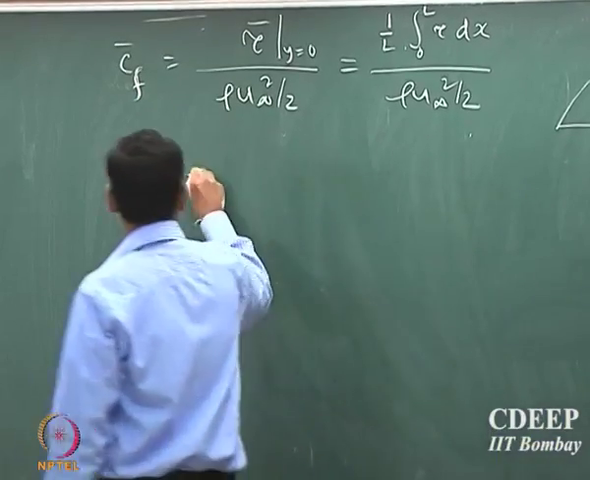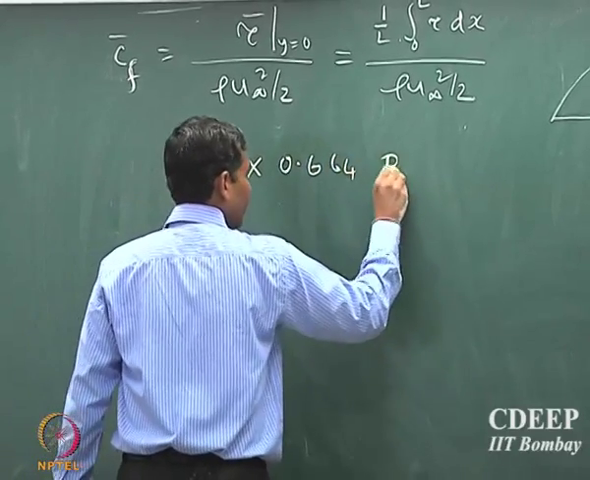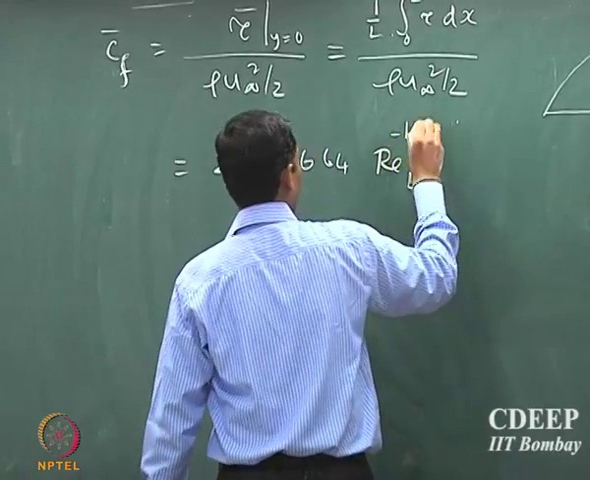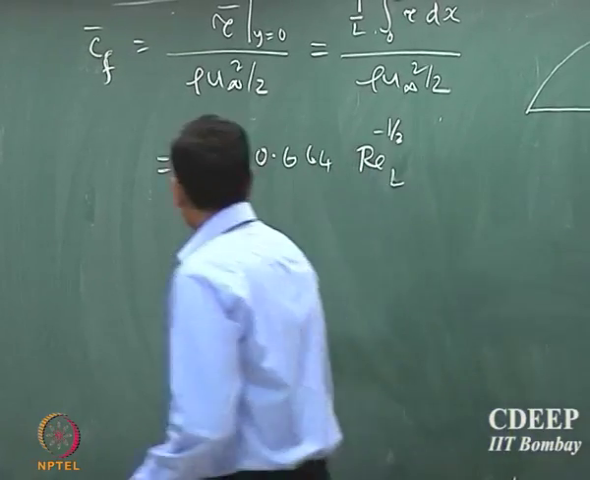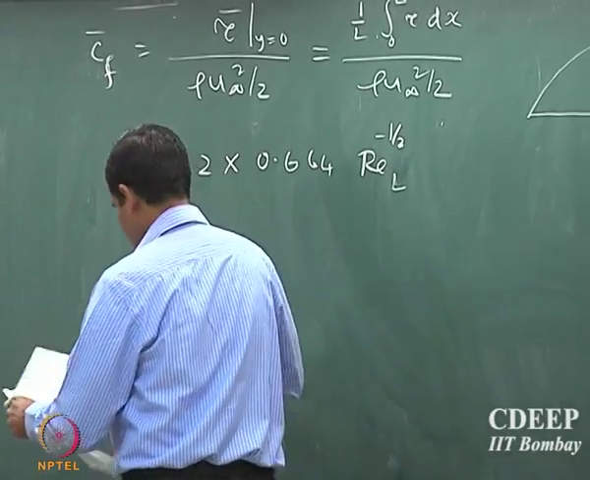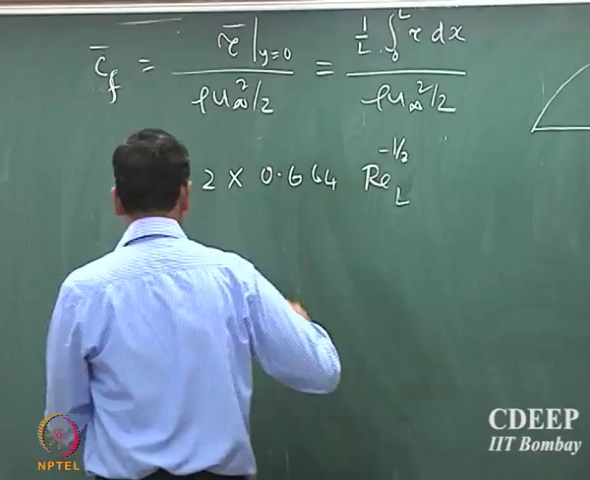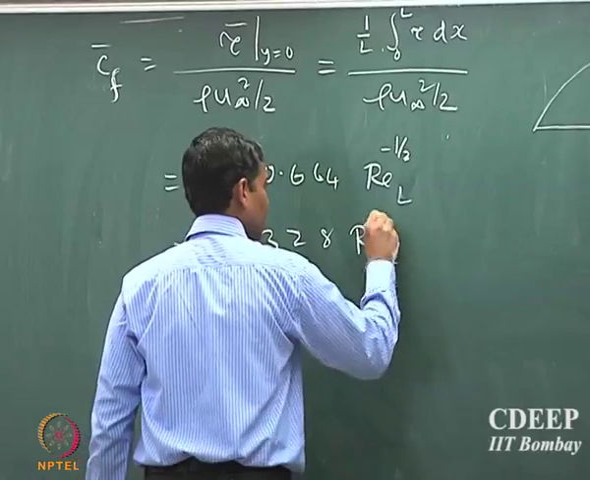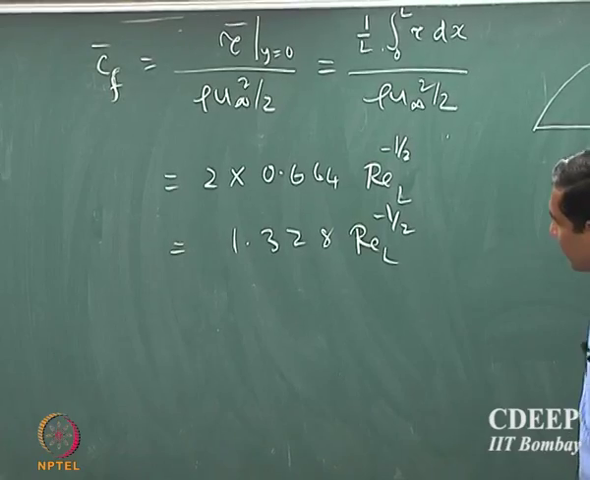So that will be 2 times 0.664 into Reynolds number based on the length to the power of minus 1 by 2. Okay, and so that will be 1 point, how much is it? That is 1.328 Reynolds number to the power of minus 1 by 2. Okay, so that is interesting.